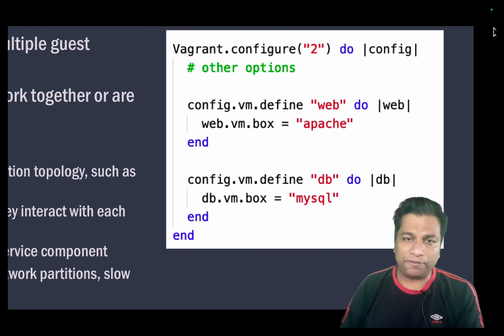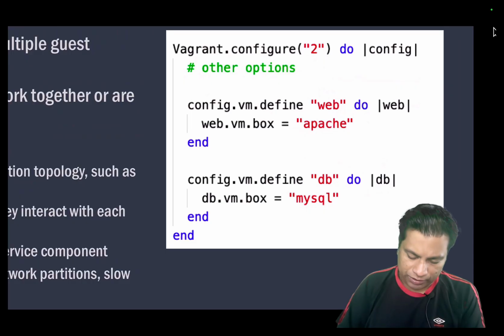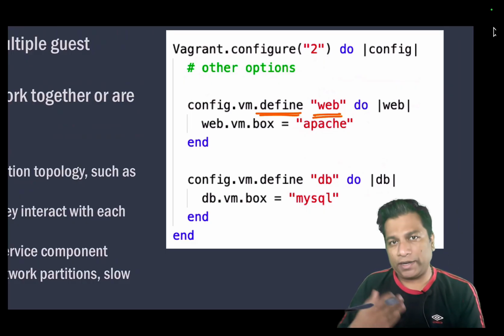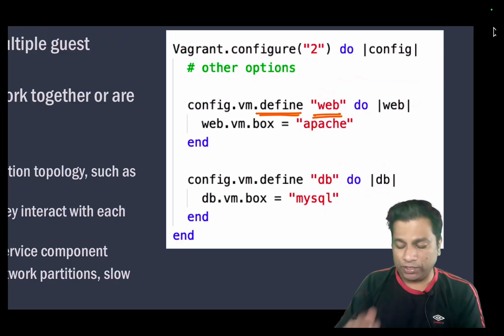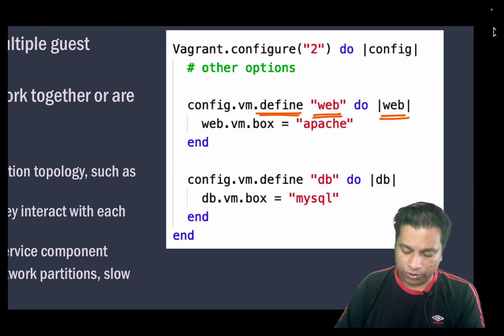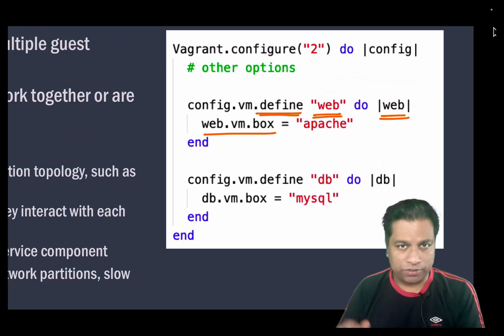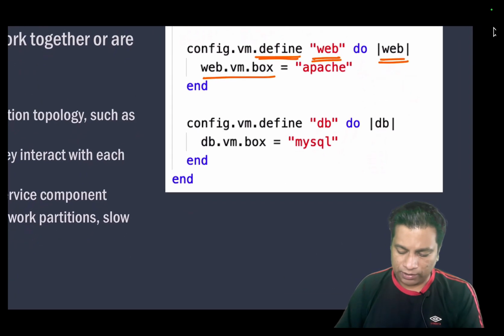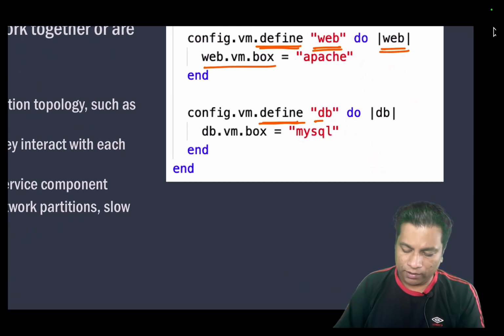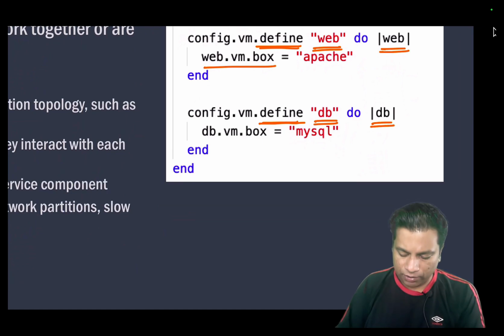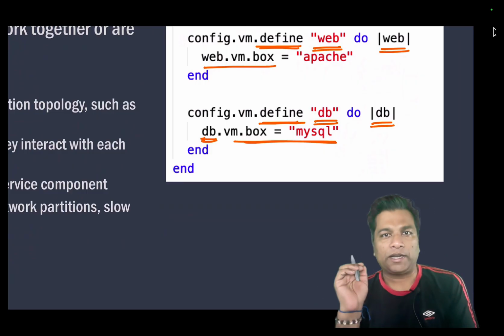So this is a Vagrantfile where we are defining two machines. Define web as my first machine. This is for my understanding. Web is the name of that machine, and this is the variable which will be used later for configuration or for updating the properties of it. Similar is done for the other one, like defining a DB. Again, DB is for my understanding, and this DB is a variable which we are using here in order to set all the different properties of that machine.